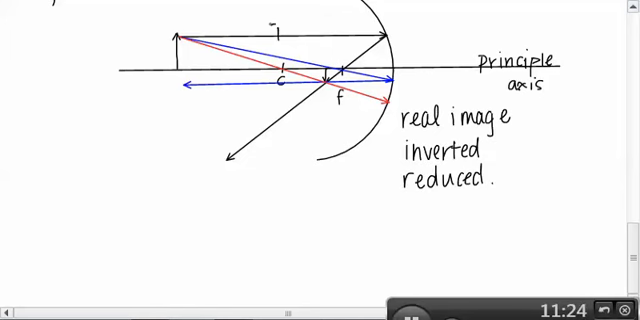We had parallel and through the focal point. Then we had through the focal point and out parallel. And then our third one was through the center of curvature and then back on itself. I just didn't draw a little arrow.